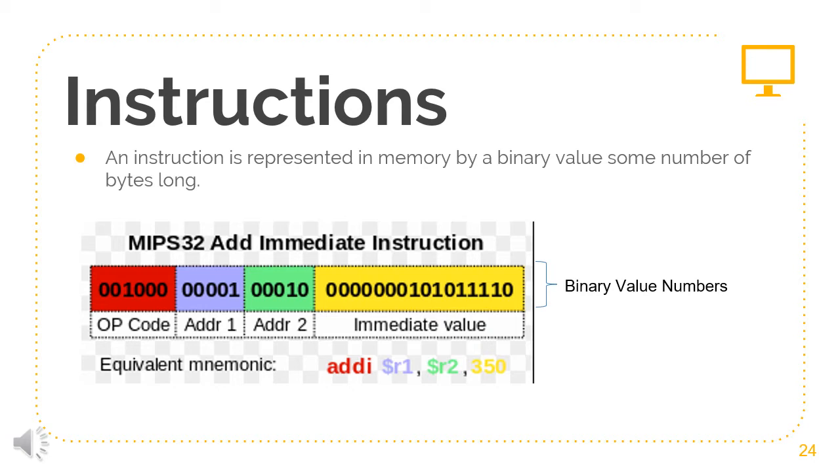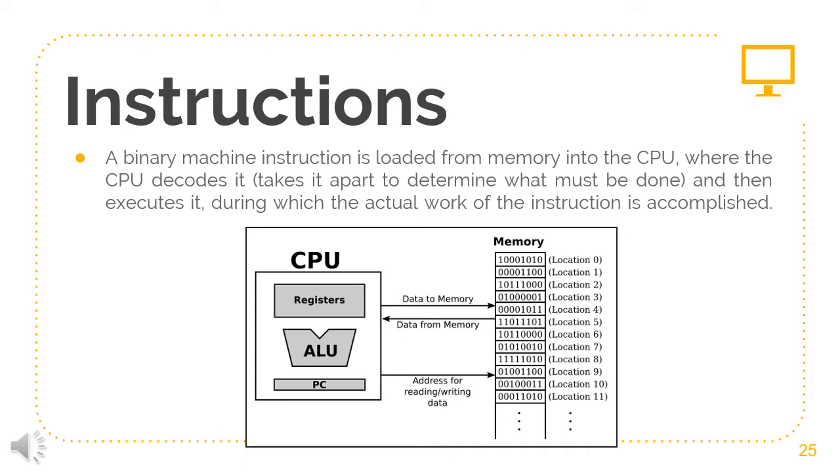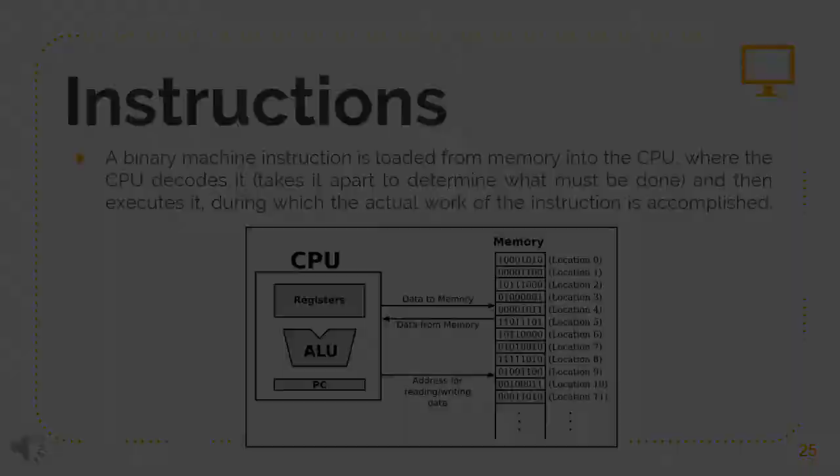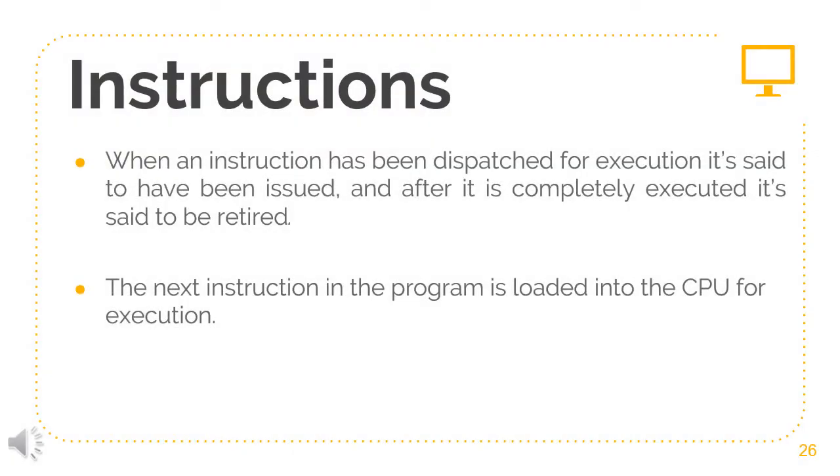Within this binary number are encoded the identity of the instruction, called operation code, or opcode, and one or more operands, which are values or addresses associated with the instruction. A binary machine instruction is loaded from memory into the CPU, where the CPU decodes it, takes it apart to determine what must be done, and then executes it, during which the actual work of the instruction is accomplished. When an instruction has been dispatched for execution, it's said to have been issued, and after it is completely executed, it's said to be retired. When the current instruction is completed and retired, the next instruction in the program is loaded into the CPU for execution.